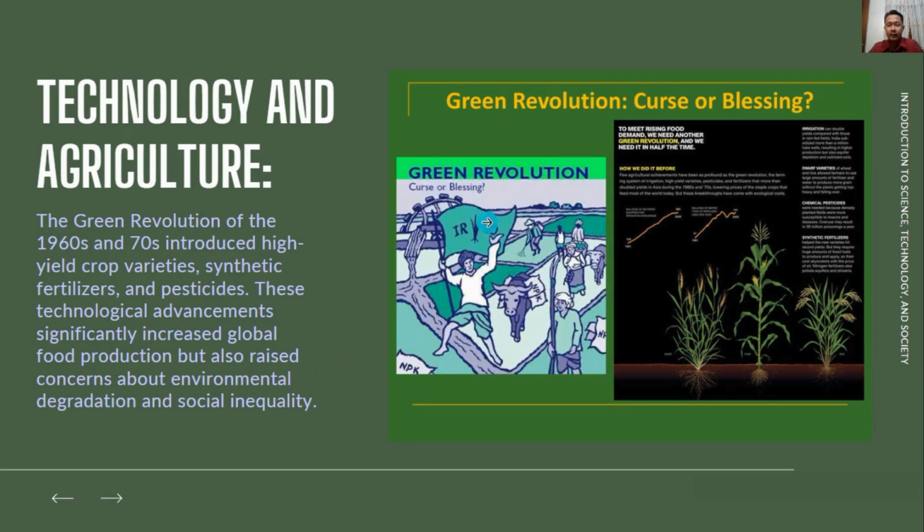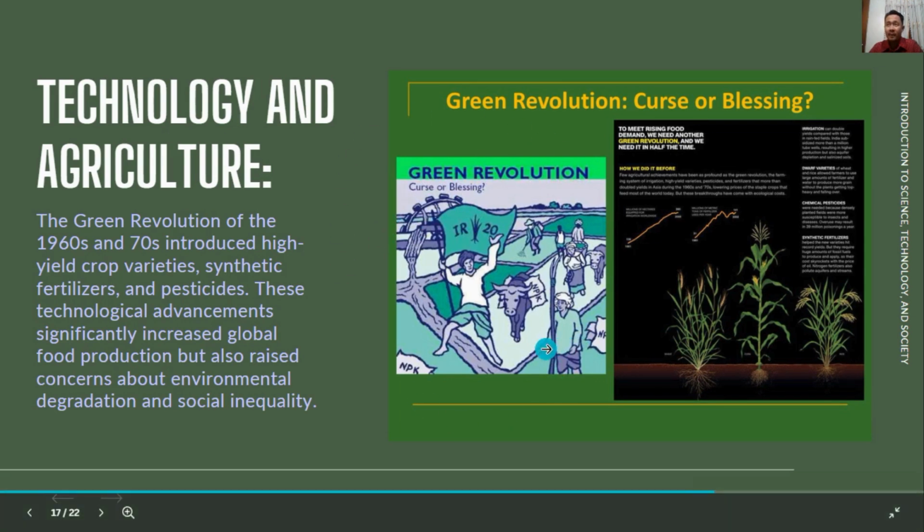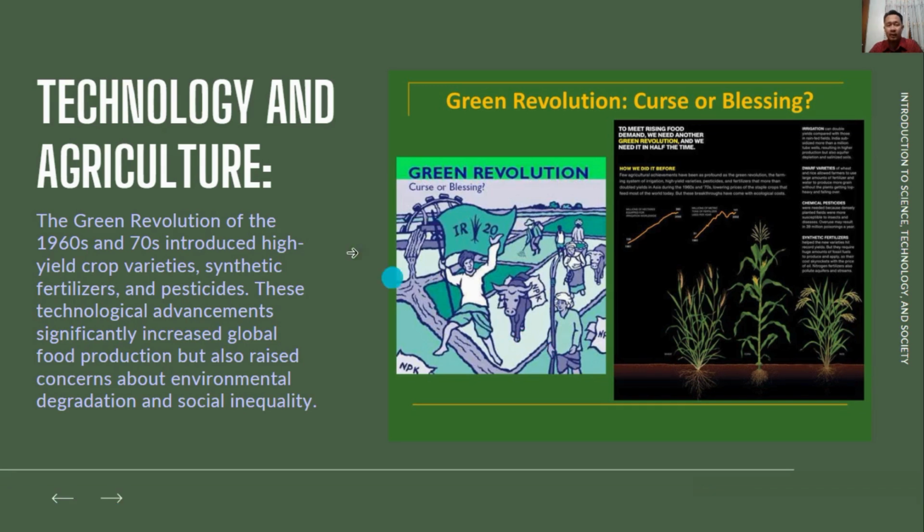If you can notice, if there's an advancement in technology, somehow there are consequences that need to be considered. That's why there are some movements questioning the Green Revolution, whether it's really a blessing or a curse, and some propaganda that wants to question what impact the Green Revolution had on the society as a whole.